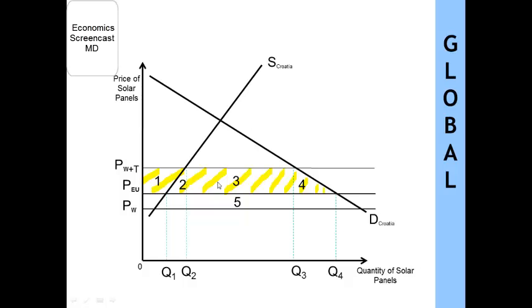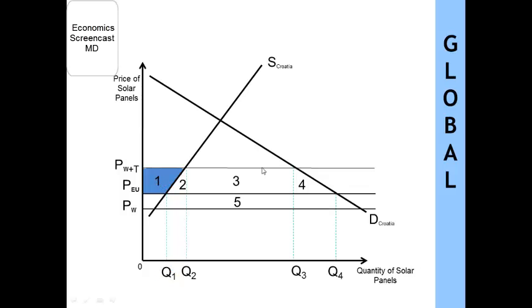To understand what's happening with wider society, obviously there's an increase in consumer surplus. However, at the lower price, domestic producers will actually see a loss of domestic producer surplus, which is shown by the shaded area 1, as there's a contraction of supply by domestic producers in the Croatian market. This means that they now only produce Q1 product, and the lost producer surplus of area 1 is transferred to consumers within Croatia.